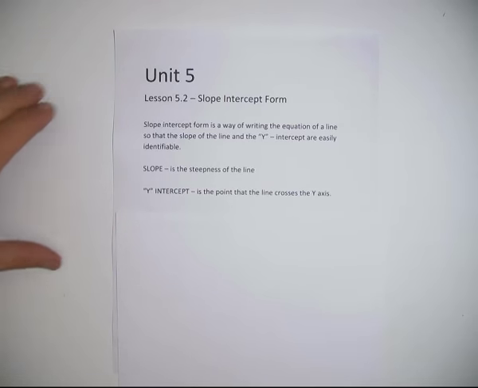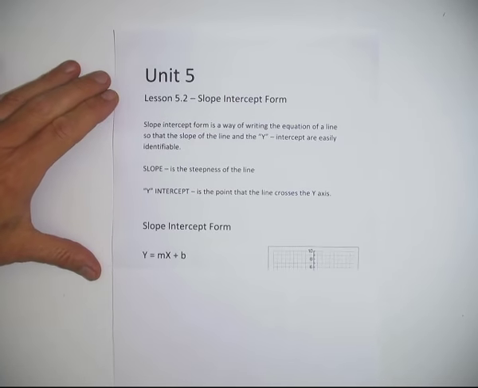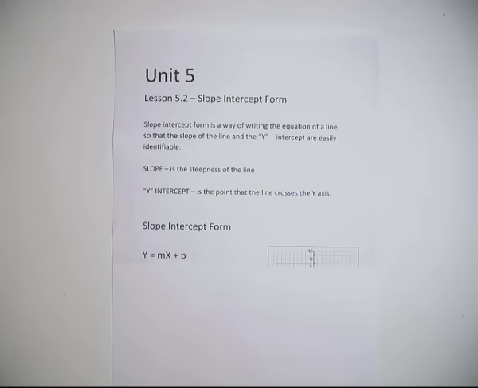So what does the slope-intercept form look like? Okay. Slope-intercept form looks like this. It's y equals mx plus b. Now you're taking a look at that and you're saying that just looks like a big bowl of alphabet soup. So let's break this down. So we have y equals mx plus b.